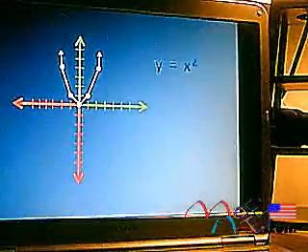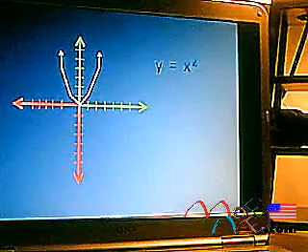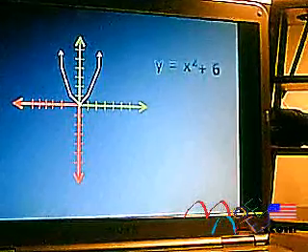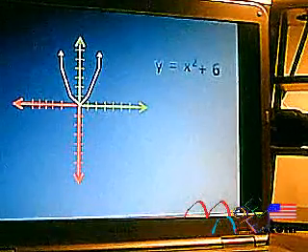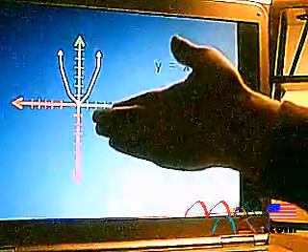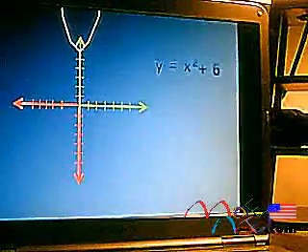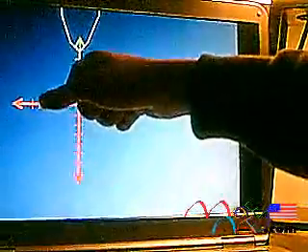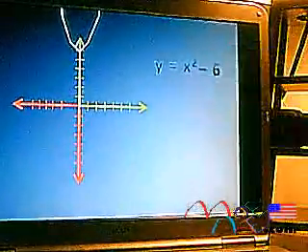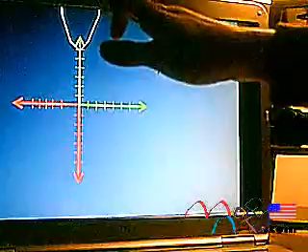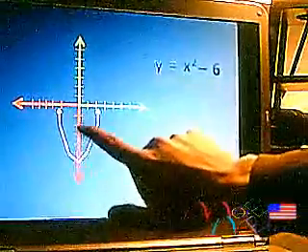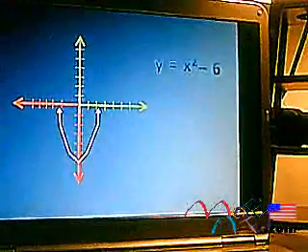You can add a constant here, plus 6. What that's going to do is, we're still in a simpler part of this, it's just going to make the parabola move up 6 spaces. 1, 2, 3, 4, 5, 6. And similarly, put a negative 6 in there, it will go down 6 spaces. 1, 2, 3, 4, 5, negative 6. Okay.